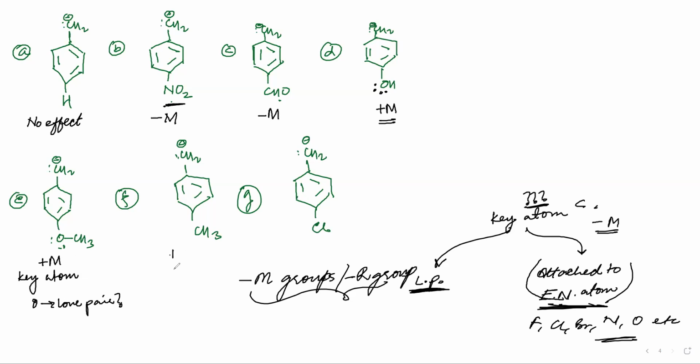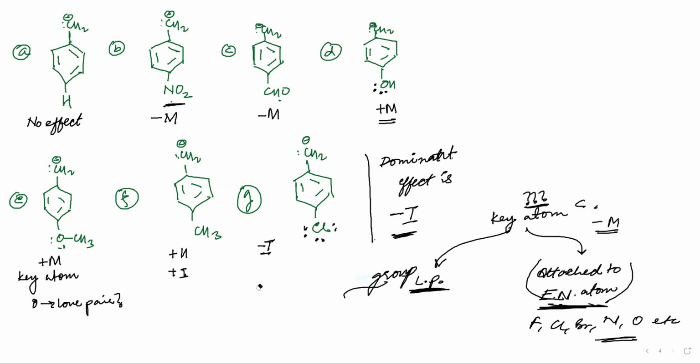Now what about CH3? It will be showing plus H and plus I. What about chlorine? Chlorine has lone pair electrons, but I have told you, if you have seen that lecture, that the dominant effect for halogens is minus I. You remember that? Fine. So this will be showing us minus I.